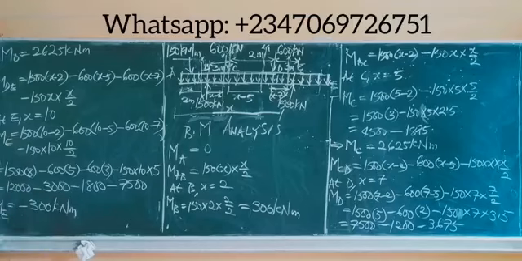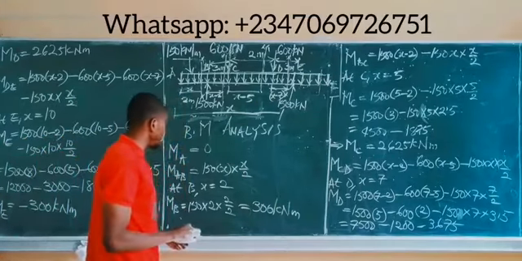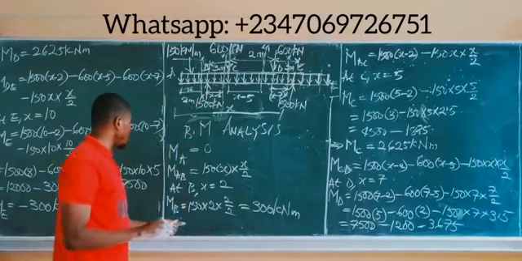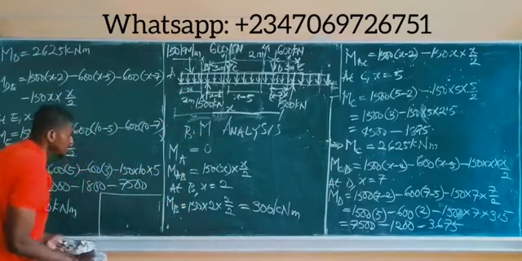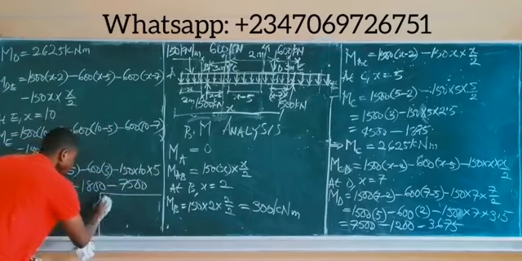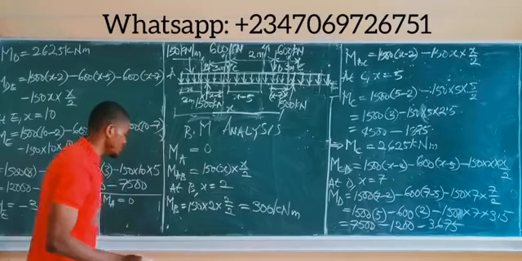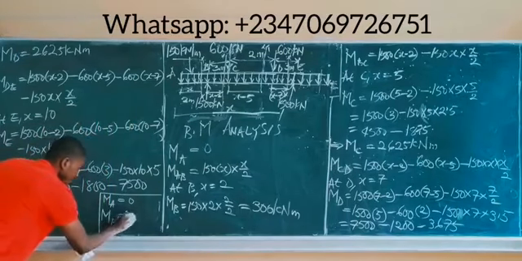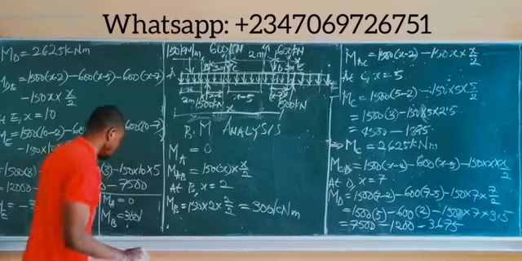So finally, we are at point F now. Let's just put down the values for the moment at point A. Moment at A equals 0. Moment at B equals 3,000. Moment at E is 300 kilonewton meters.